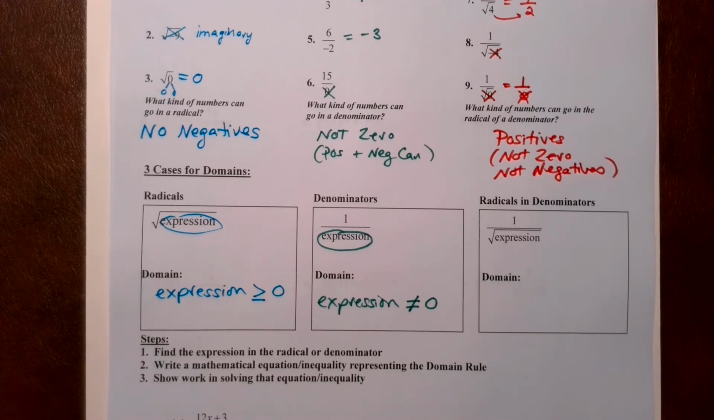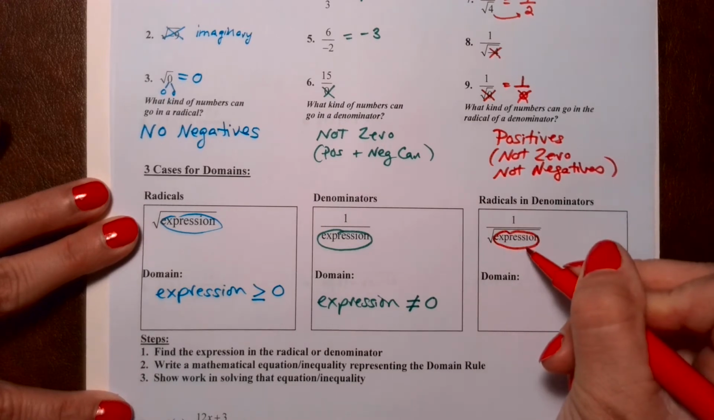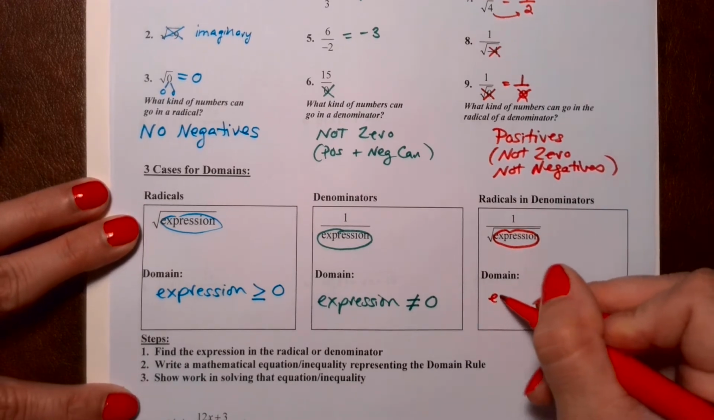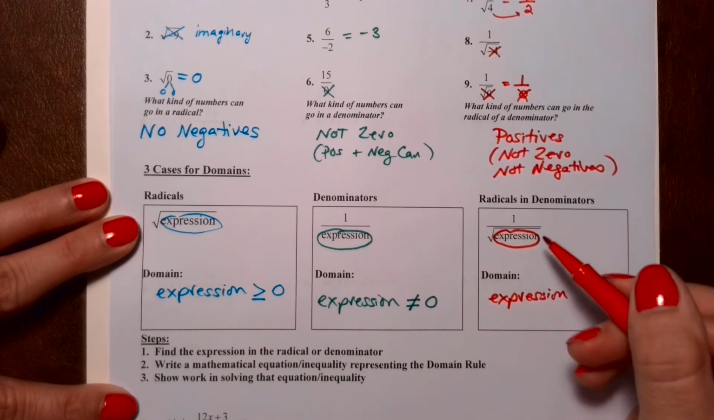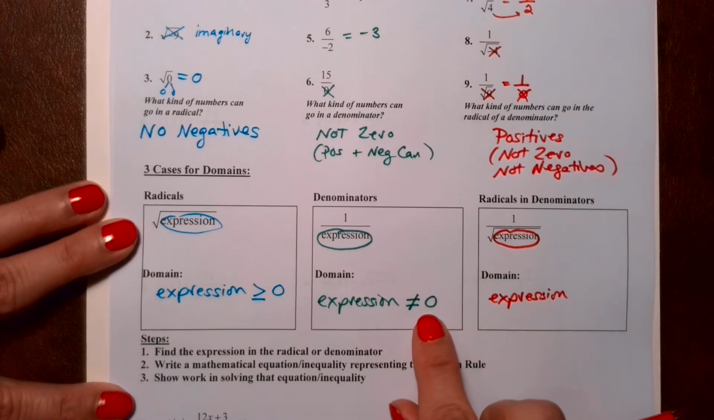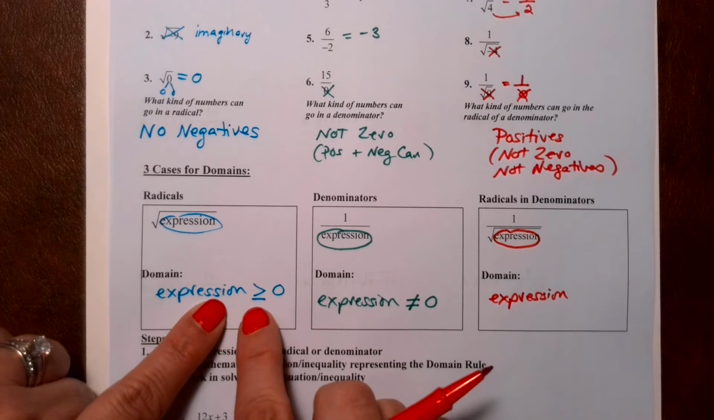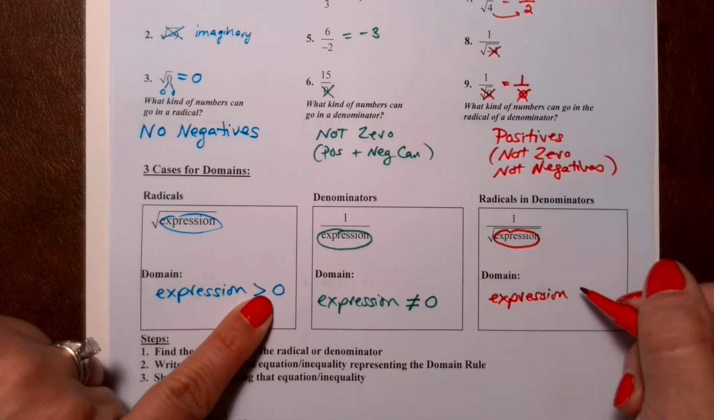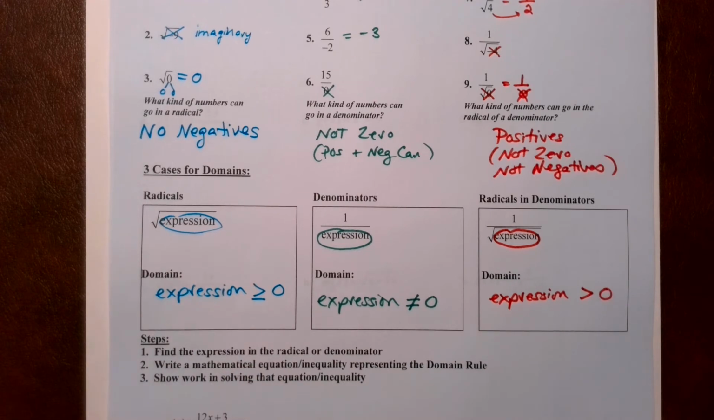And finally, what if your expression is in a radical and a denominator? Okay, so you find the expression. You cannot equal 0. So we're kind of like this, but we're also greater than 0, but not the equal part. Oh, not the equal part? Okay, then I'll say greater than 0. All right, I hope that makes sense with how we do this.